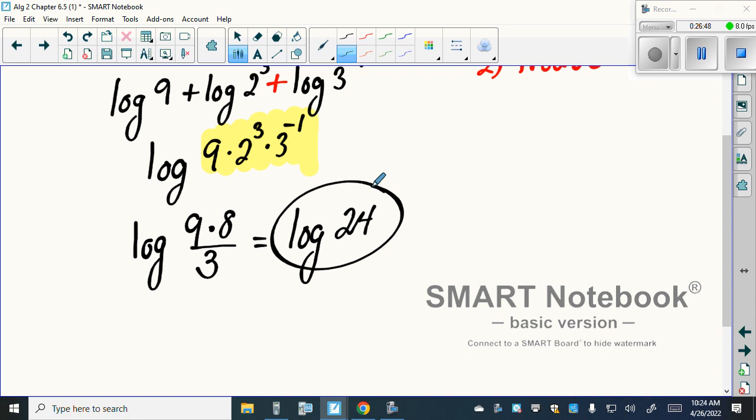and I have a feeling if you typed 9 times 2 to the third times 3 to the negative 1, it gave you 24. Yeah, so we could have typed that in and got the answer as log of 24. Questions on this here? Would you be ready for the next one?